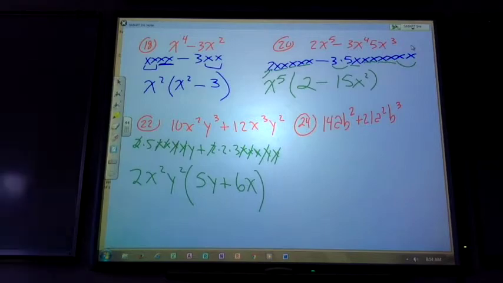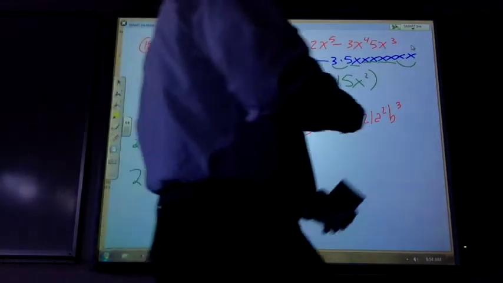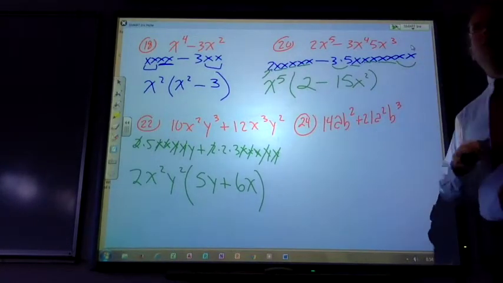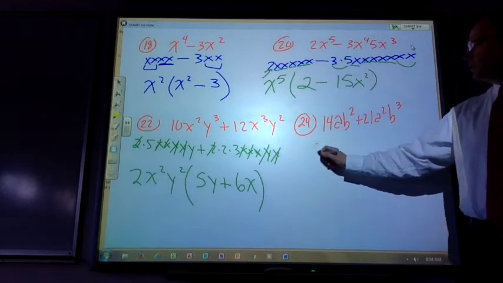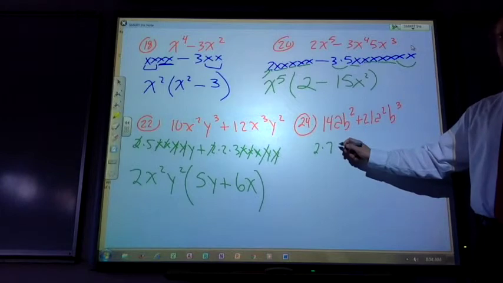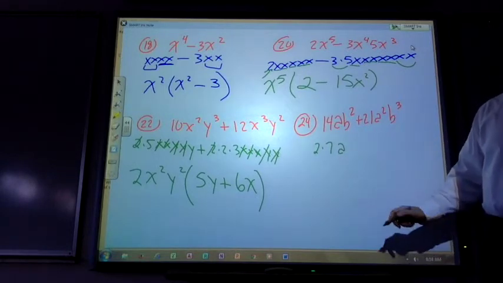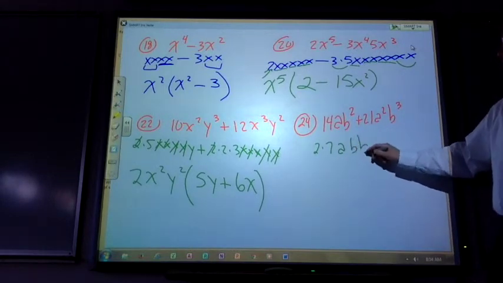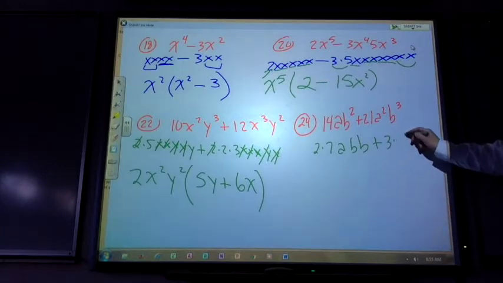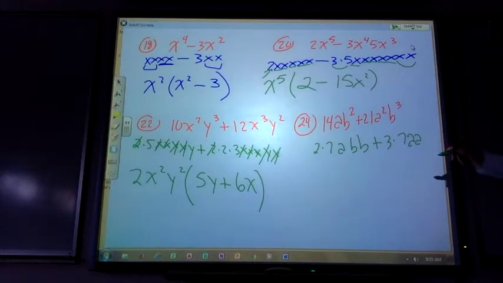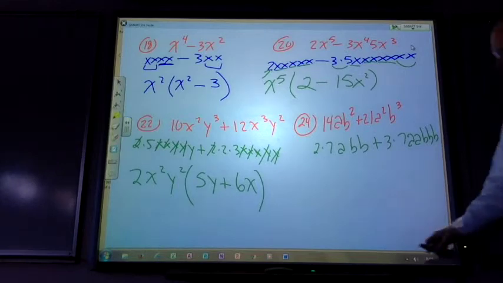Celine, coming to you. Last one. Save the best for last, huh? Break 14 down for me. 7 and 2. A is just A, right? Which is B, B. Break 21 down for me. 3 times 7. And break A squared down. A, A. Break B to the 3rd down. B, B, and B. I like it.